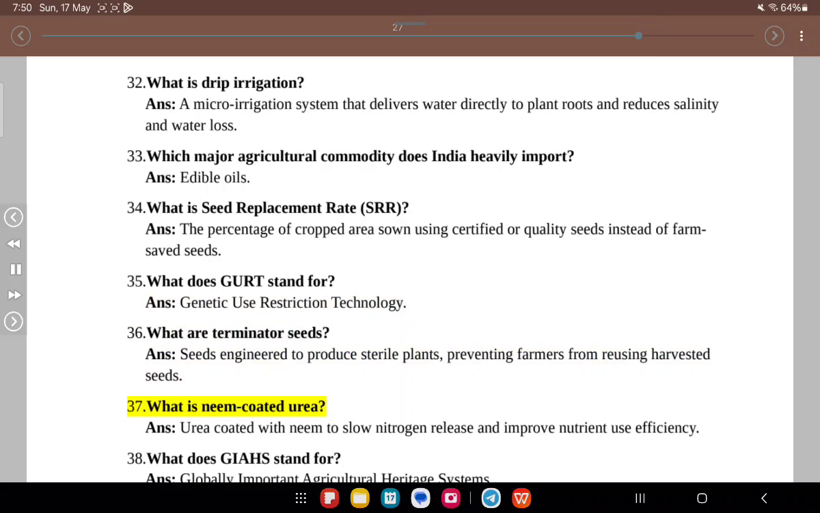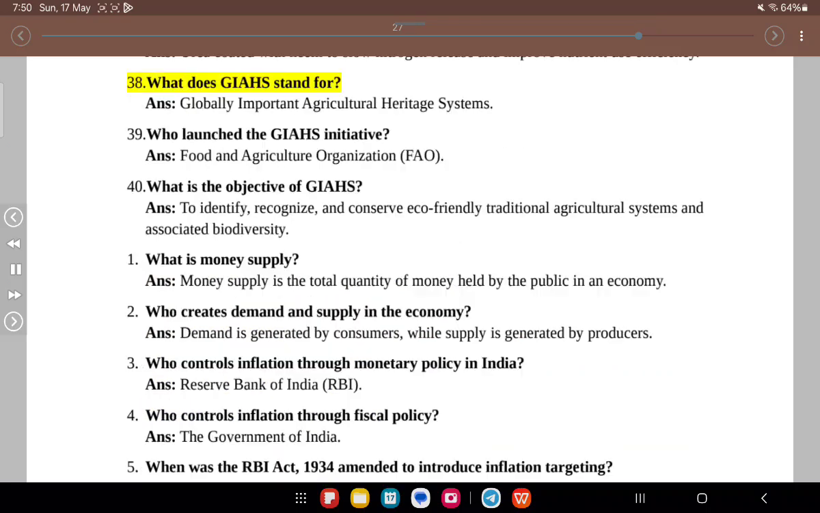37. What is neem-coated urea? Ans. Urea coated with neem to slow nitrogen release and improve nutrient use efficiency. 38. What does GIAS stand for? Ans. Globally Important Agricultural Heritage Systems. 39. Who launched the GIAS initiative? Ans. Food and Agriculture Organization FAO. 40. What is the objective of GIAS? Ans. To identify, recognize, and conserve eco-friendly traditional agricultural systems and associated biodiversity.